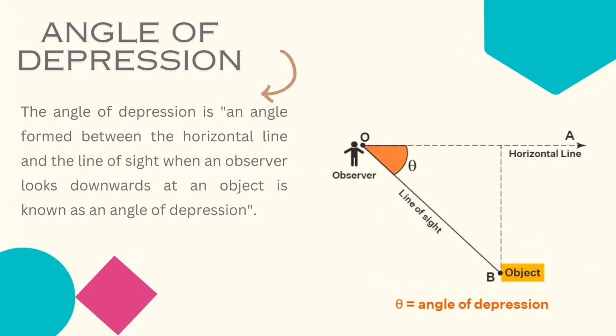So, what do you mean by angle of depression? The angle of depression is the angle formed between the horizontal line and the line of sight when an observer looks downwards at an object. So, our observer will be on top and the object at the bottom, and the horizontal line shows the angle of depression.